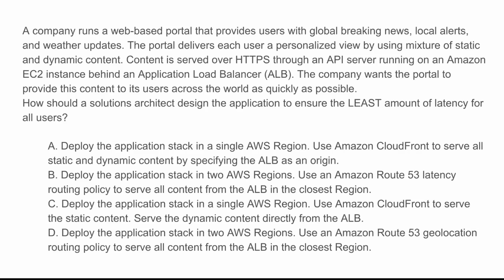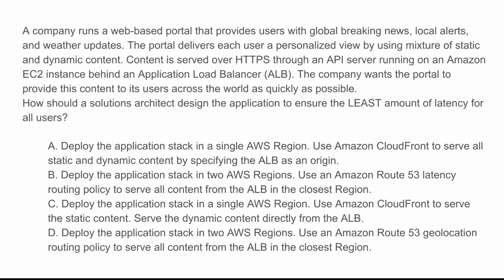Now, let's analyze all of our options. Option A uses Amazon CloudFront for all static and dynamic content, with ALB as the origin. Now, this is great because CloudFront is AWS's CDN, or Content Delivery Network, and it acts as a global edge service, reducing latency. CloudFront can cache static content and accelerate dynamic content requests via the AWS private network, which all shows that it is a pretty good option. Now, before deciding, let's look at the other three.